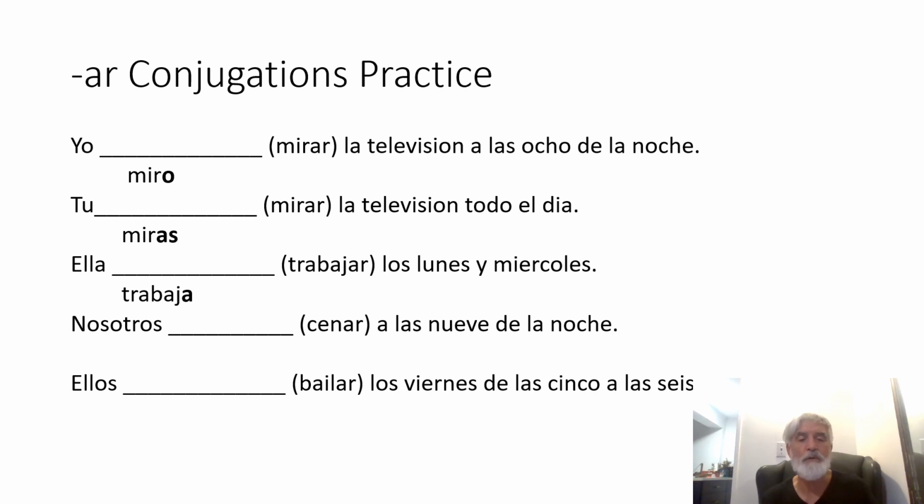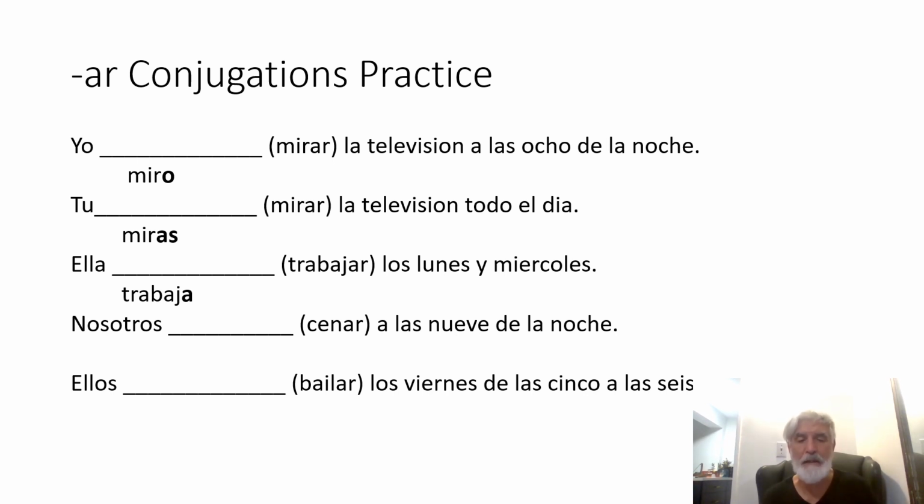What about nosotros cenar a las 9 de la noche? So I want to say we eat dinner when? At 9 in the evening. How do I say at? When I'm talking about time. How do I say 9 o'clock?